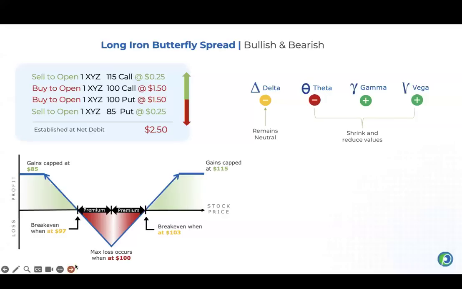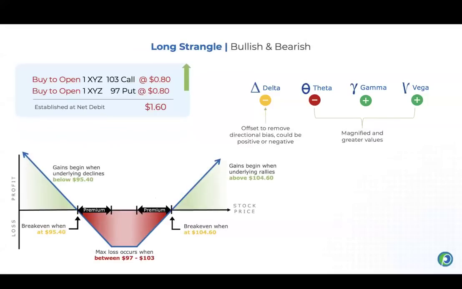Very important. All right, so this is just a way that you cap the wings. Again, keep that delta neutral strategy. Long straddle, this is almost identical.